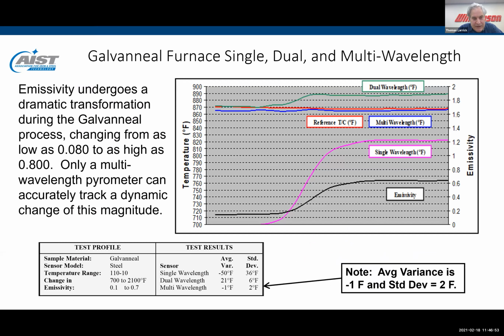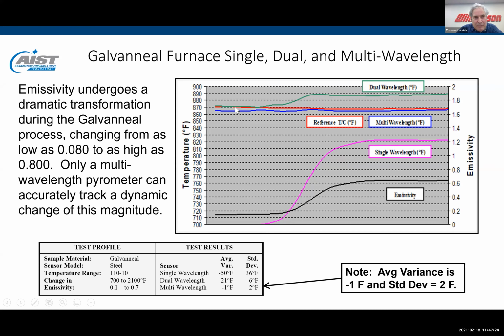The issue with the galvanneal furnace is that the emissivity of the zinc-coated strip undergoes a 10-fold change between the beginning of the process and the end of the process. At the beginning, the emissivity can be as low as 0.08, and at the end, it can be as high as 0.8. So if you're trying to use a single wavelength pyrometer, you're just not going to get the accuracy that you need during this transition.